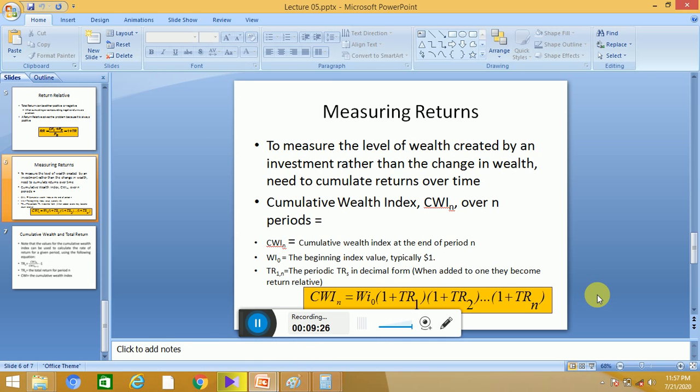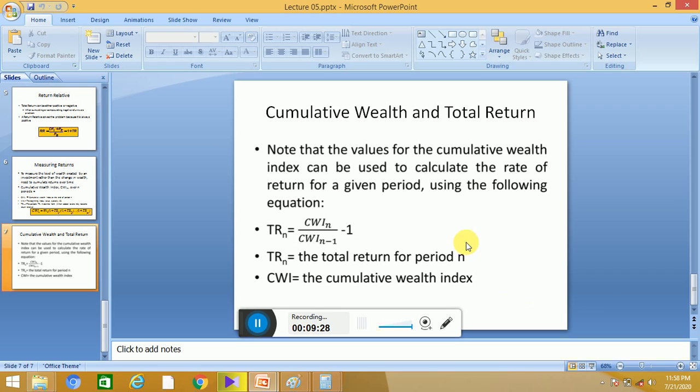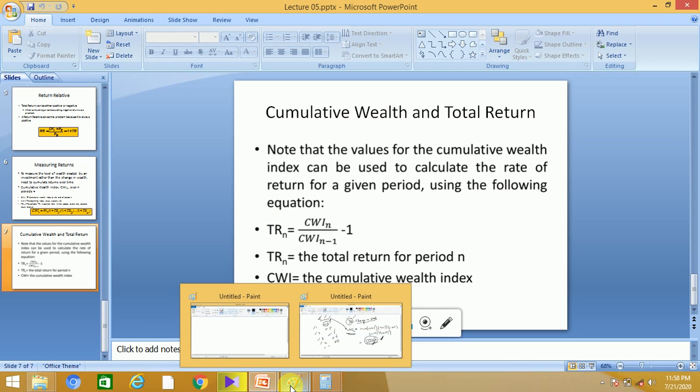Then cumulative wealth and total return. Note that the values for the cumulative wealth index can be used to calculate the rate of return for a given period using the following equation. Keep this in mind.